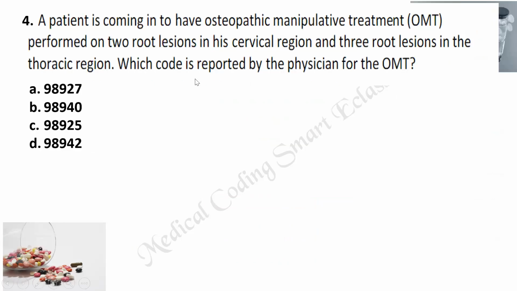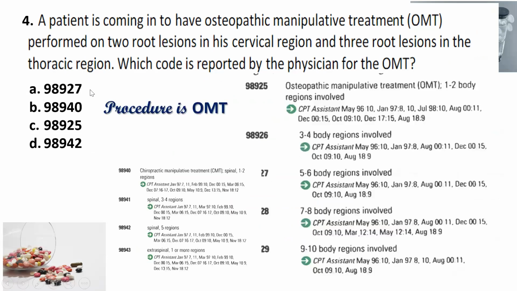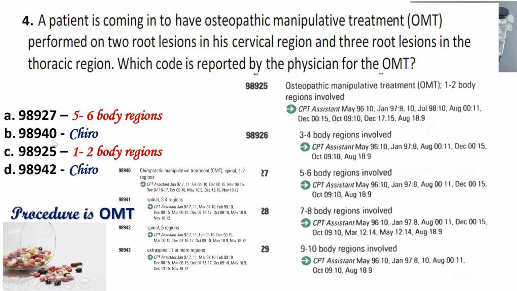Now, the patient is coming in to have osteopathic manipulative treatment, that is OMT, performed on 2 root lesions in his cervical region and 3 root lesions in the thoracic region. Which code is reported by the physician for OMT? As mentioned earlier, we have 4 options, 2 are OMT and the other 2 are CMT, that is chiropractic manipulative treatment. So first, we can remove the chiro options.